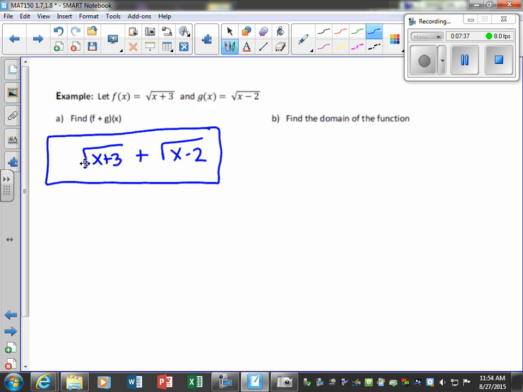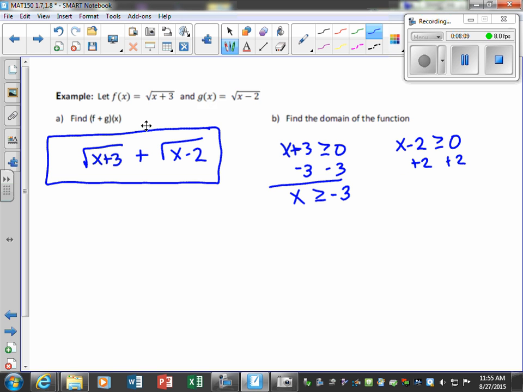Part B says find the domain. Since we're dealing with a radical, we don't want the value under the radical to be negative, so we want to say x plus 3 is greater than or equal to 0 for this first term, and x minus 2 is greater than or equal to 0 for the second term. And we solve these. And we have both of these inequalities.